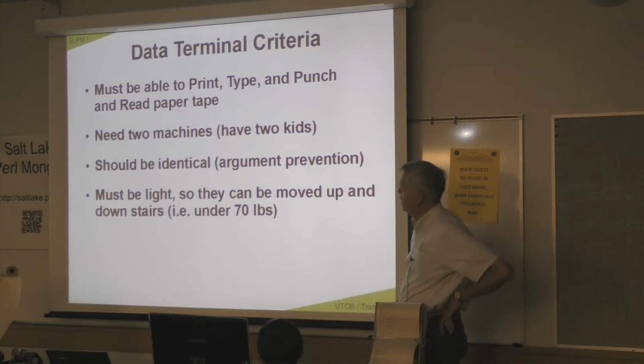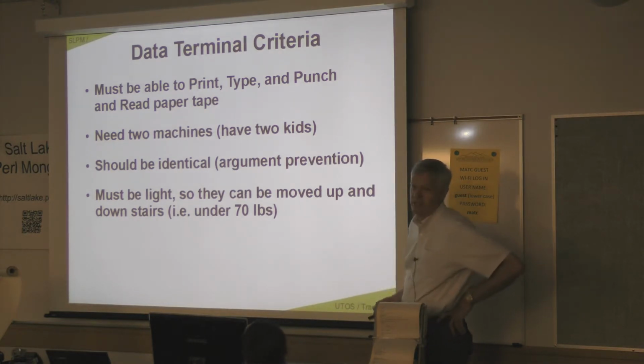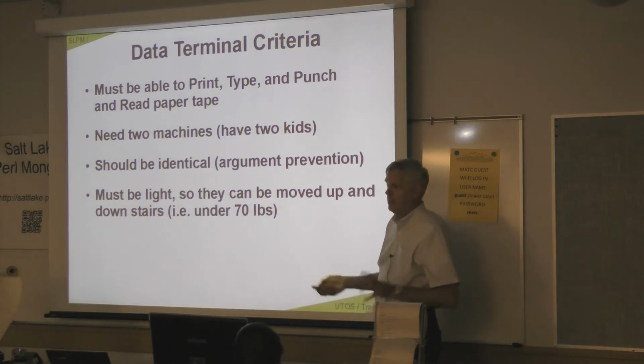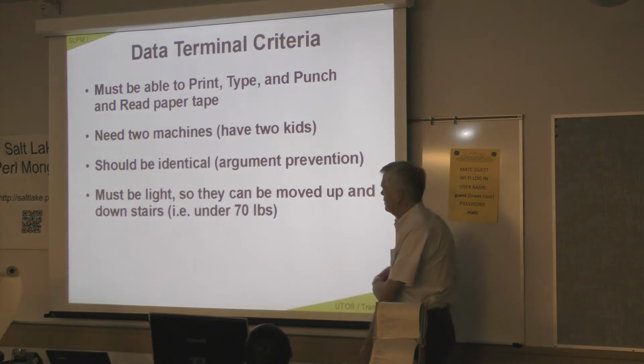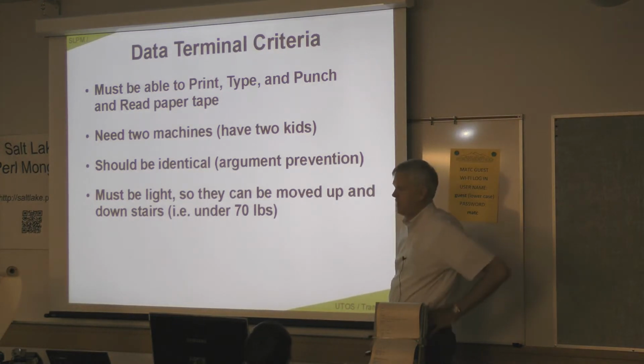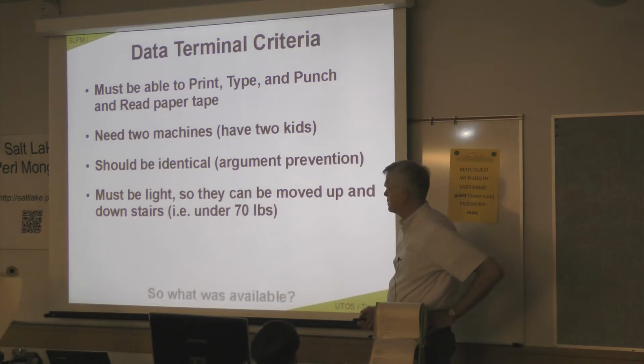I wanted two machines because I have two kids. They have to be identical so that the kids don't fight. You know, this one's got a better one than that one. And they had to be relatively light so they could be moved up and down the stairs. For me, portable is under 70 pounds.